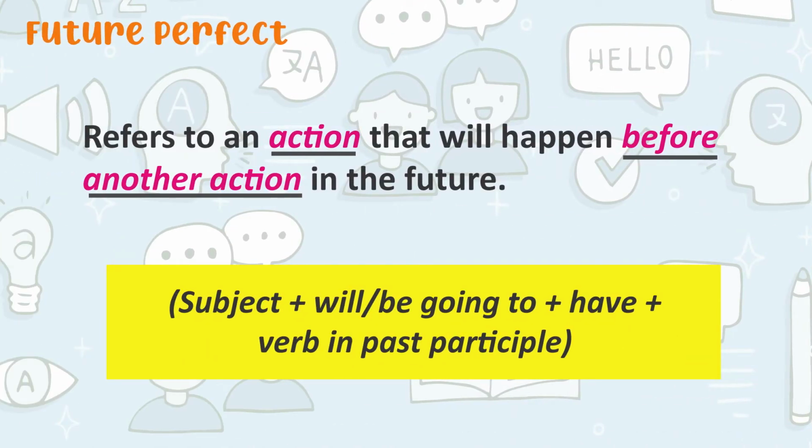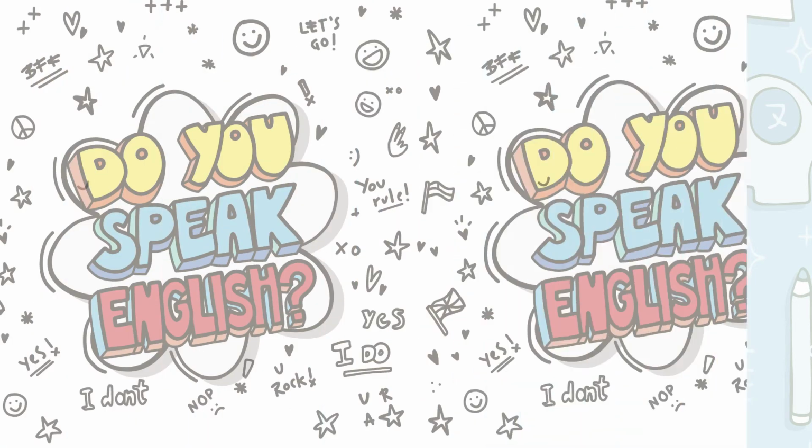So in this part we are going to study about the future perfect. As we already said, it refers to an action that will happen before another action in the future. The formula for the future perfect tense is pretty simple. We use will plus have plus past participle. Sometimes we can use be going to plus have plus past participle. It doesn't matter if the subject of your sentence is singular or plural, the formula doesn't change. So it's something we should consider when we are using the future perfect form.